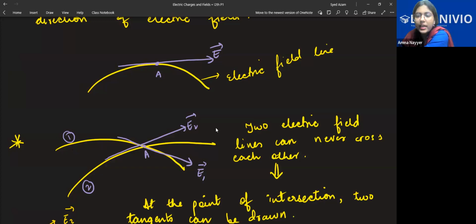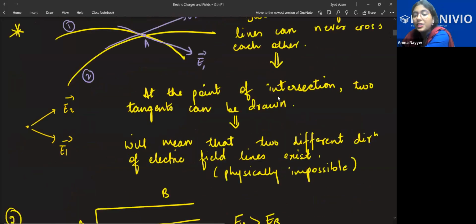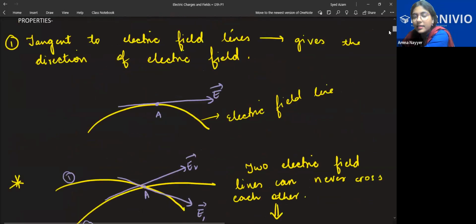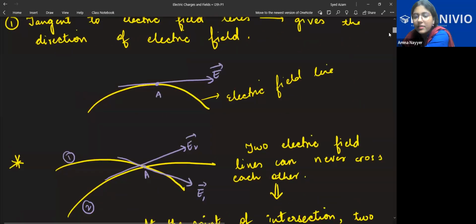So this is what has been written. Two electric field lines can never cross each other. At the point of intersection, two tangents can be drawn. That is physically impossible, which would mean that two directions of electric field exist. Two separate electric field lines acting from separate charges is possible. But at the same point, both electric field lines acting is not possible. So that's why we have this as our first property.